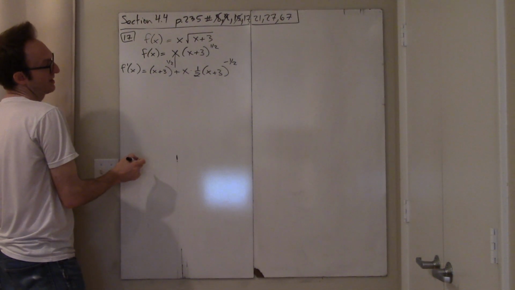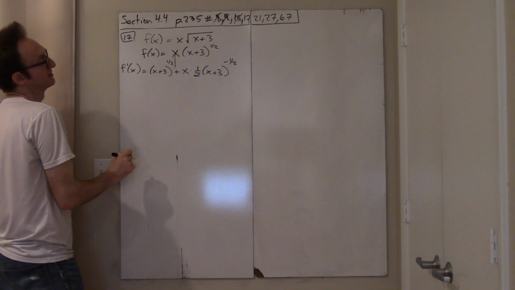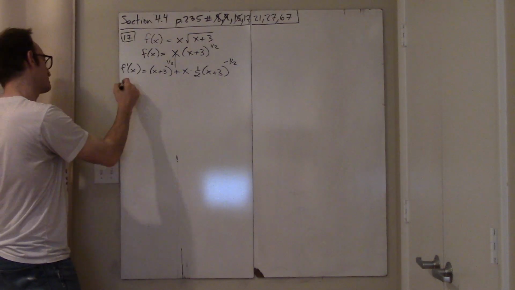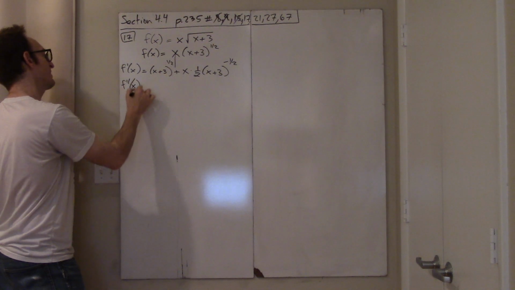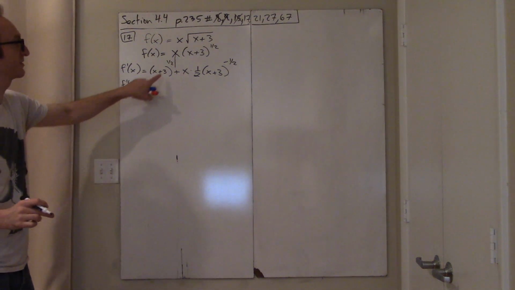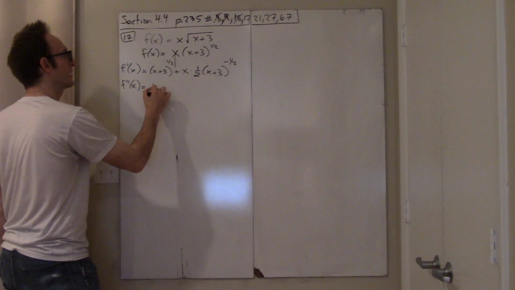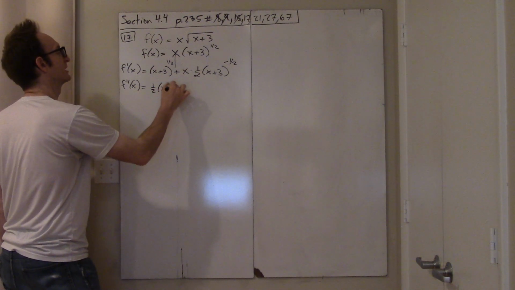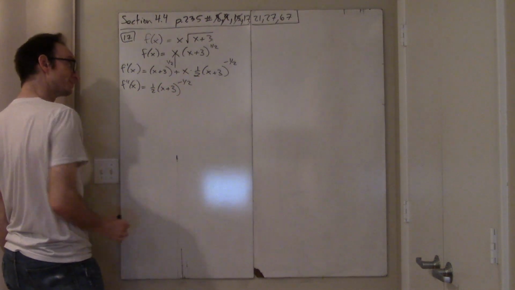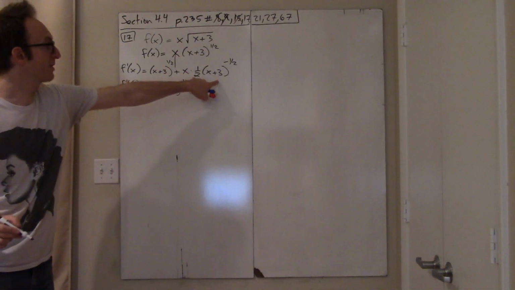Maybe we should simplify, or maybe we just push on. Let's just push on. So this time I won't do intermediate simplification. I'll just take the derivative again. So what's the second derivative? Well, I need to take the derivative of x plus 3 to the 1/2, so it's going to be 1/2 x plus 3 to the negative 1/2 plus, and now let me be careful, I'm going to do the product rule again.